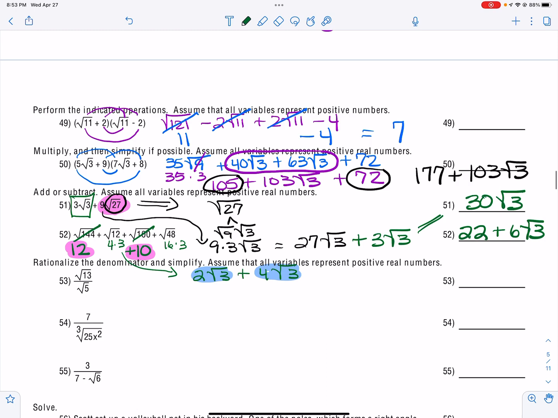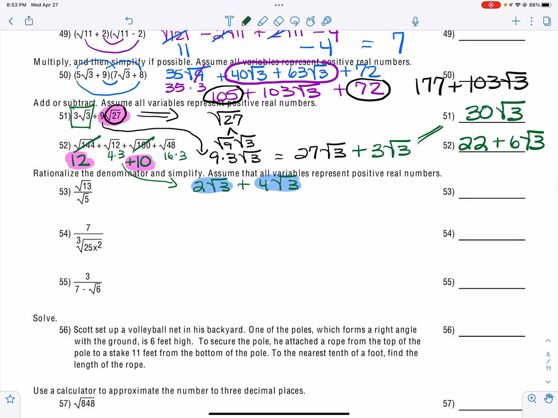Now for the next ones, we are going to be rationalizing the denominator. So if you have just a square root, you just simply multiply by that square root over itself. So then I take the square root of 13 times the square root of 5 is the square root of 65. And the square root of 5 times the square root of 5 is the square root of 25. And now I simplify. Square root of 65 over 5. And remember, you cannot take a number that's outside of a radical and go into a radical to try and reduce it. So that's all you can do on that one.